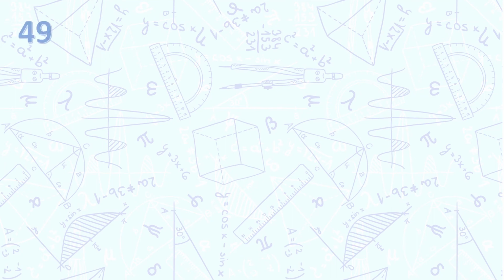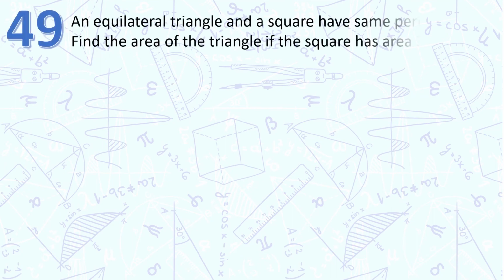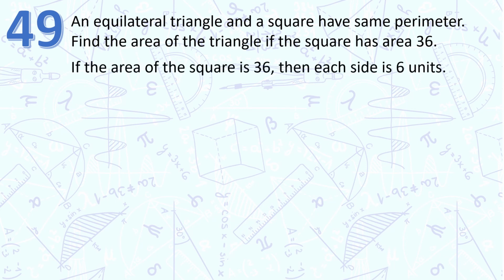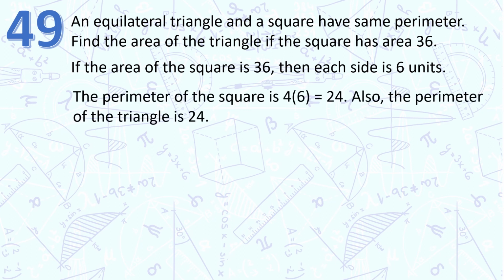Next number. An equilateral triangle and a square have the same perimeter. Find the area of the triangle if the square has area 36. If the area of the square is 36, then each side is 6 units, and the perimeter is 6 times 4, 24. Also, the perimeter of the triangle is 24 because it is given that the equilateral triangle and the square have the same perimeter.